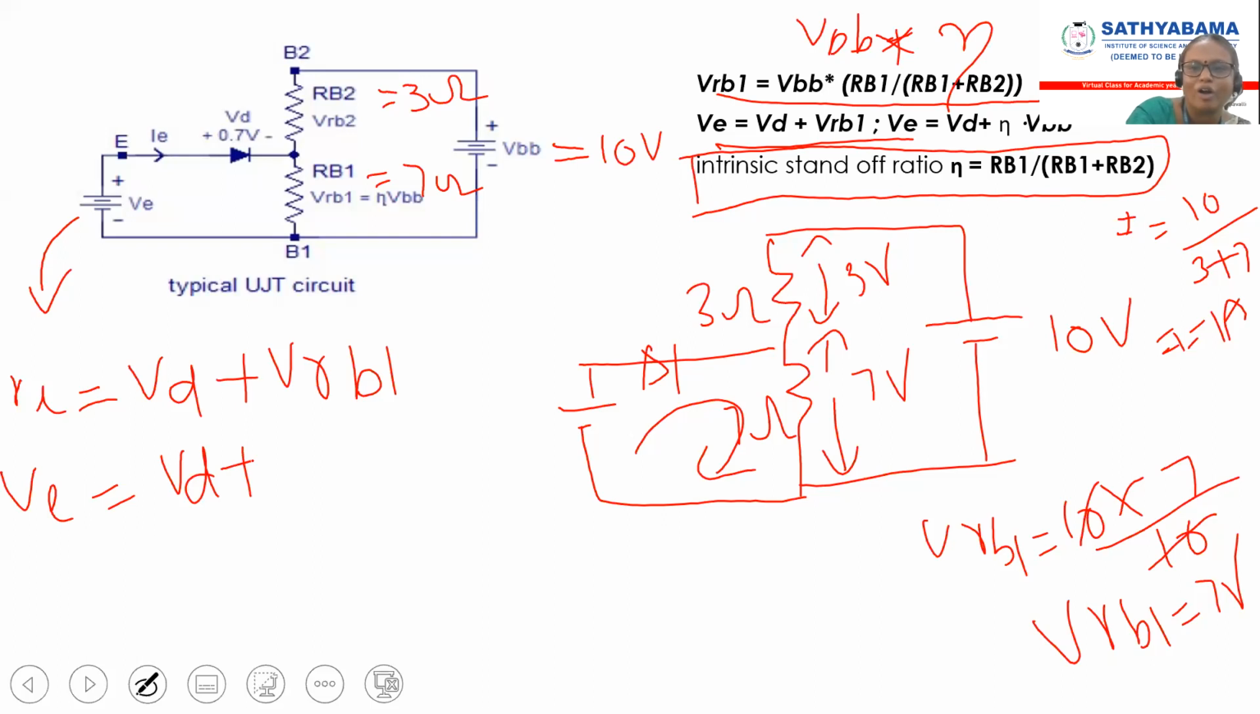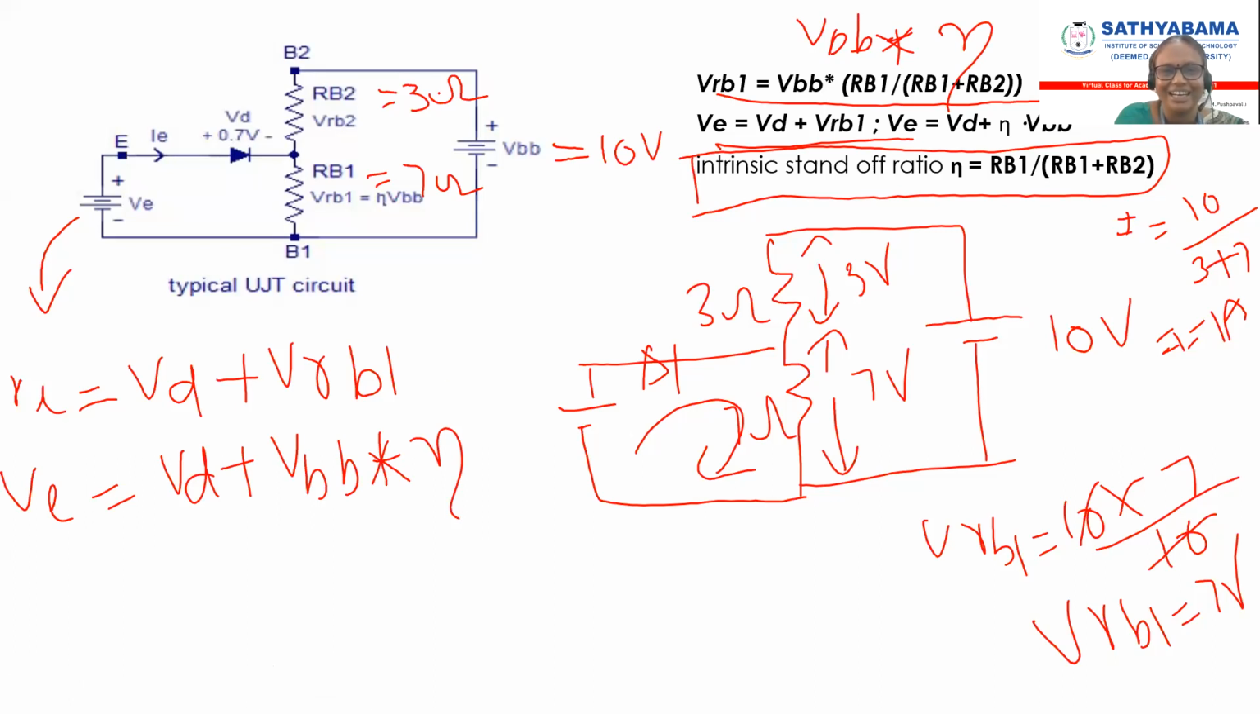VD plus VRB1. How can I write? VBB into eta. Okay. Now, can anyone tell at what condition the diode will turn on and what condition the diode will turn off? Can anyone tell?